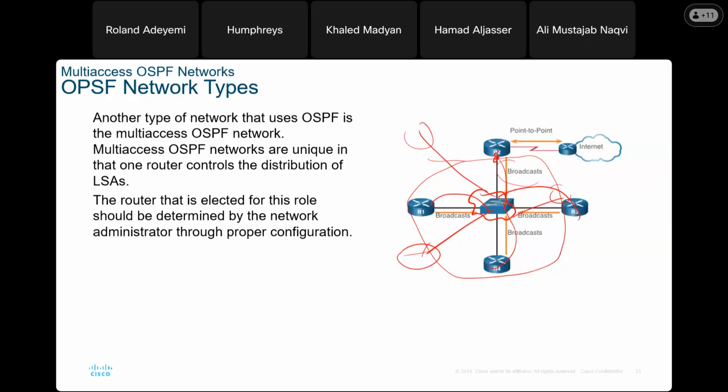And why is it broadcast? If there's a broadcast from this router here, it goes to the switch, which replicates it and sends it to everybody. That is why it is called broadcast multi-access. So it's a type of network under OSPF.